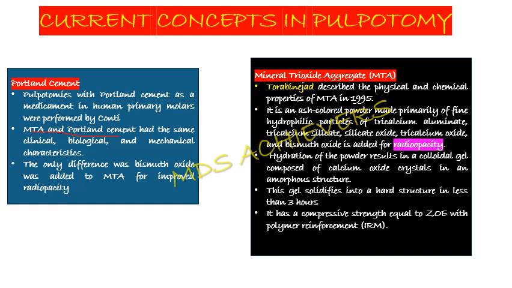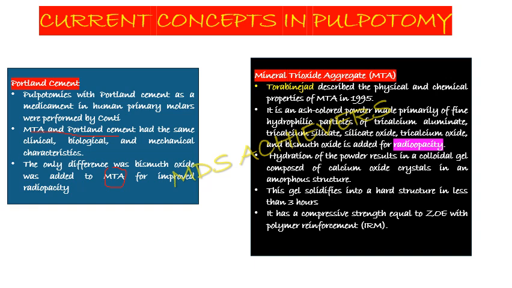The only difference was that bismuth oxide was added to the MTA. Bismuth oxide is added because it provides radiopacity. That is, whenever you take an X-ray, it can be seen as a radiopaque material. Mineral trioxide aggregate.